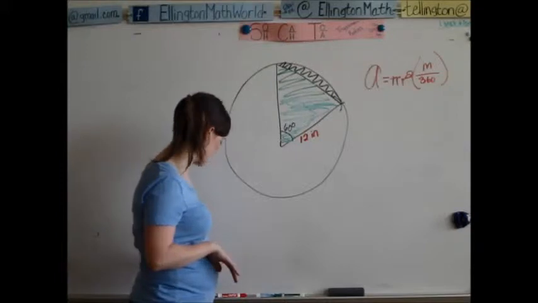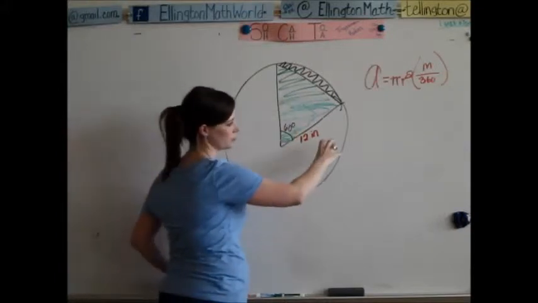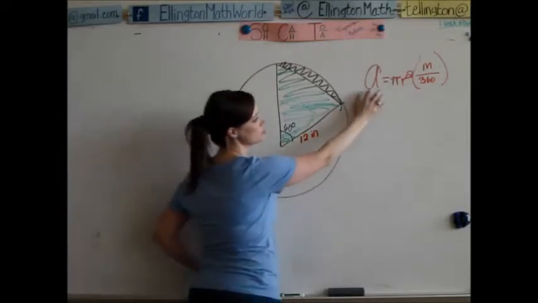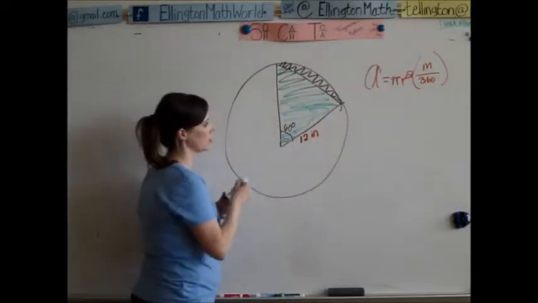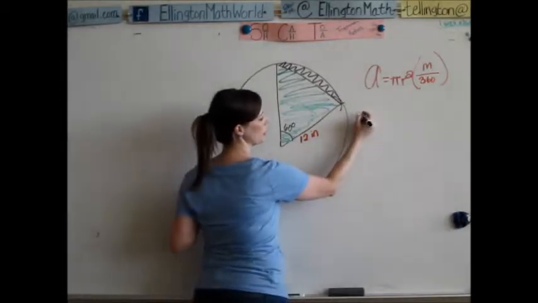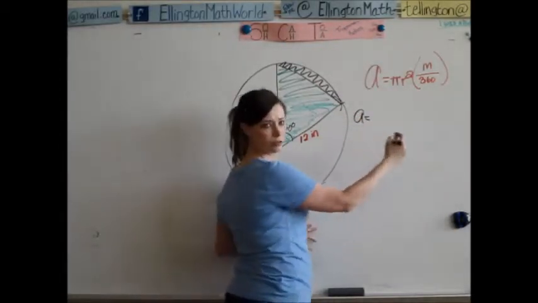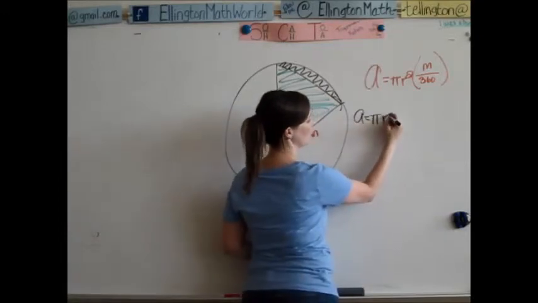So what I'm going to do is take this triangle out. Well, before we do that, let's find the area of the whole sector first. We're going to use the same formula we did before. So again, area equals pi r squared.